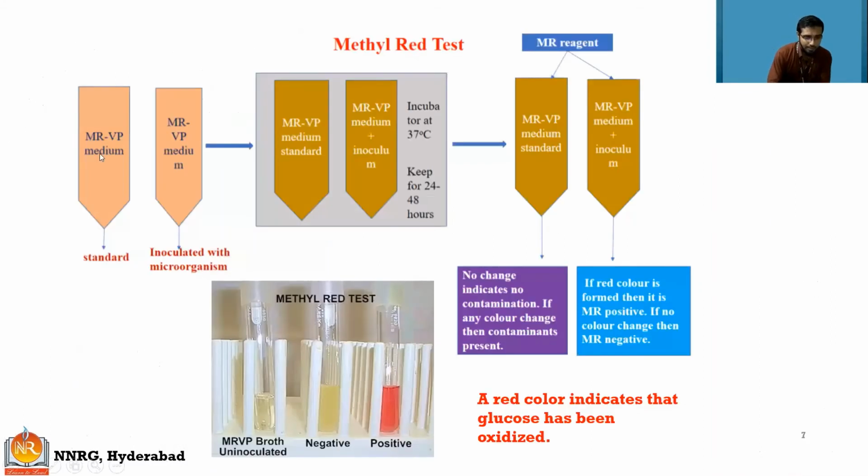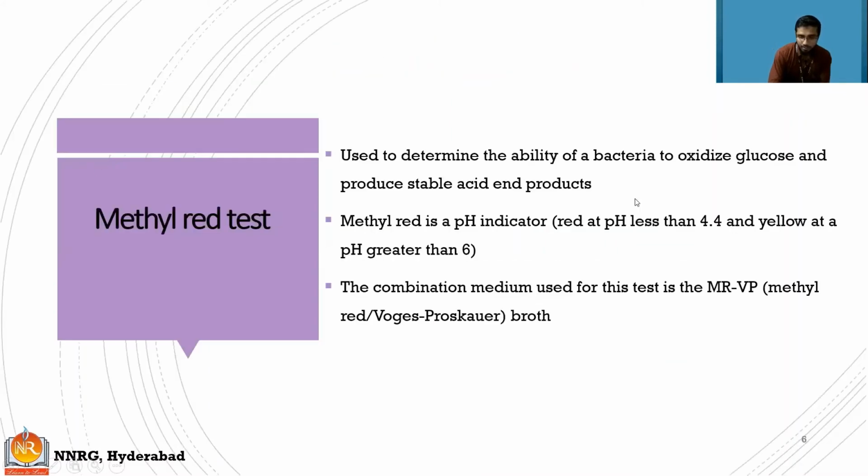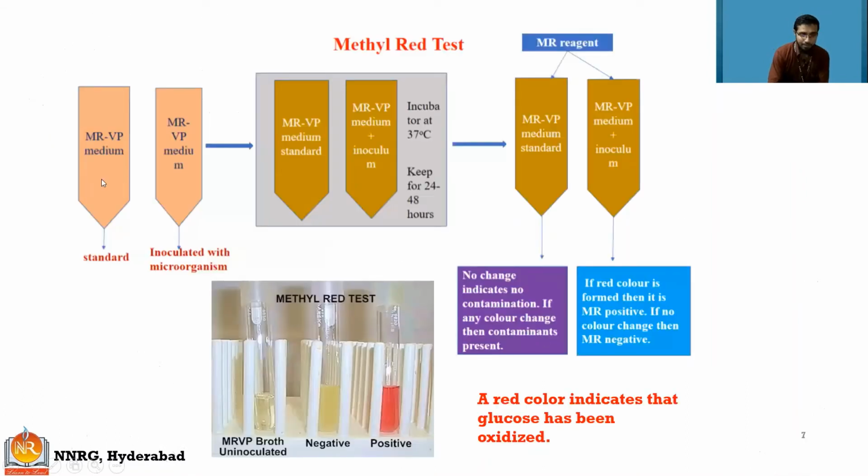First, the medium is taken, MRVP. The shortcut is MRVP, methyl red Proskauer. So MRVP medium is taken, and that will be kept as a standard. And another MRVP medium is taken. In that we add the microorganism. Adding of microorganism means inoculation of the microorganism. One will be standard and the other one will be inoculated medium.